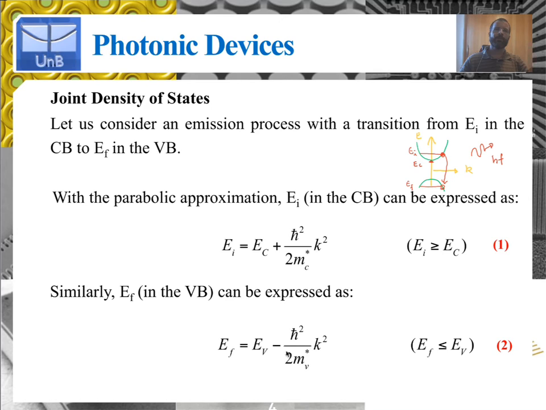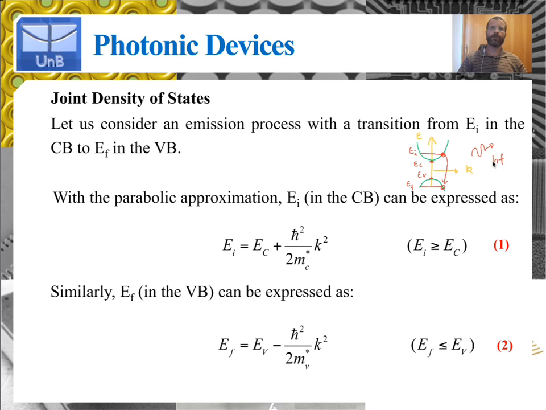And the same thing goes for the valence band. With the parabolic approximation, the energies in the valence band are described by EV, the band edge for the valence band, minus the constant h bar squared divided by 2 times the effective mass of holes, multiplied by k squared, right? And since the initial level is in the conduction band, this is how you could write the initial energy level and the final energy level in the valence band using the parabolic approximation.